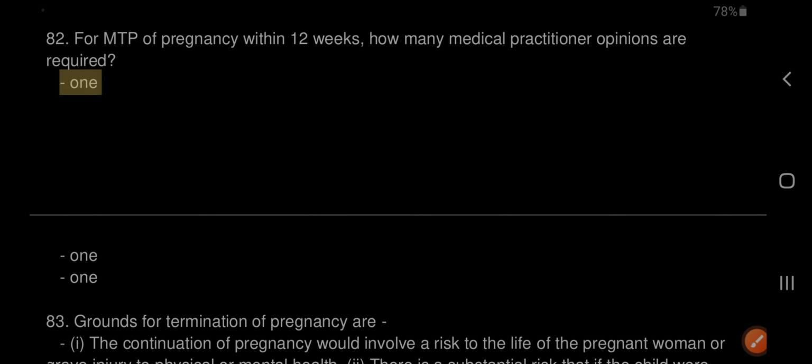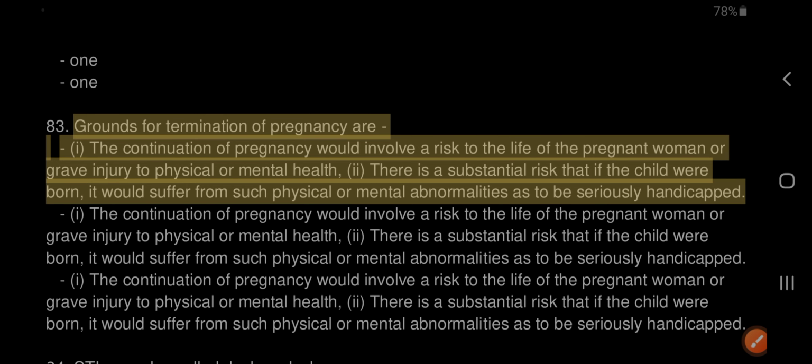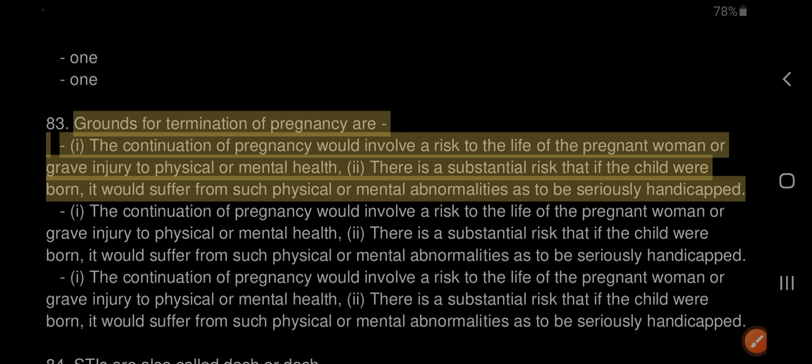83. Grounds for termination of pregnancy are: I. The continuation of pregnancy would involve a risk to the life of the pregnant woman or grave injury to physical or mental health. II. There is a substantial risk that if the child were born, it would suffer from such physical or mental abnormalities as to be seriously handicapped.